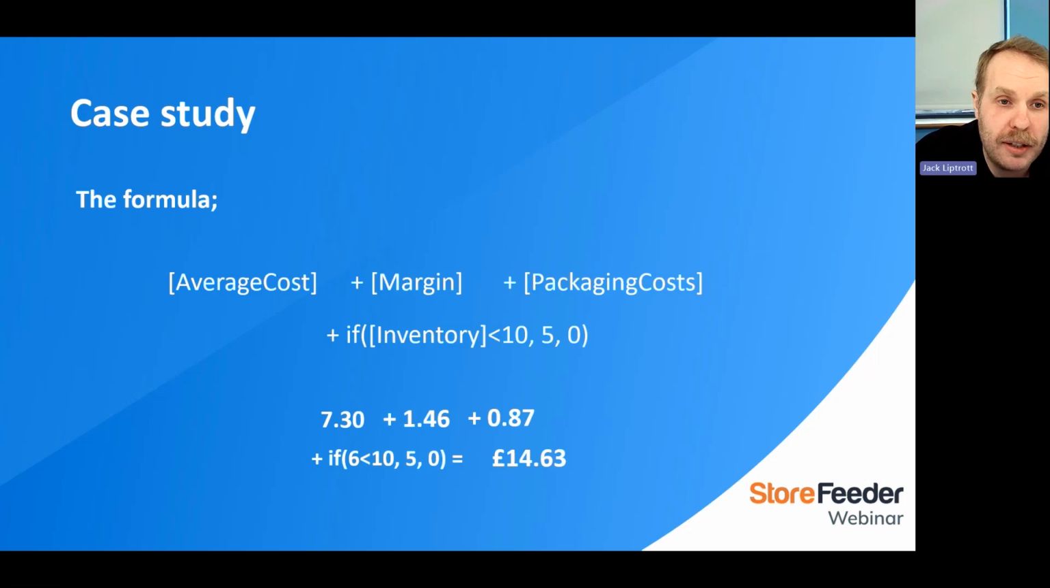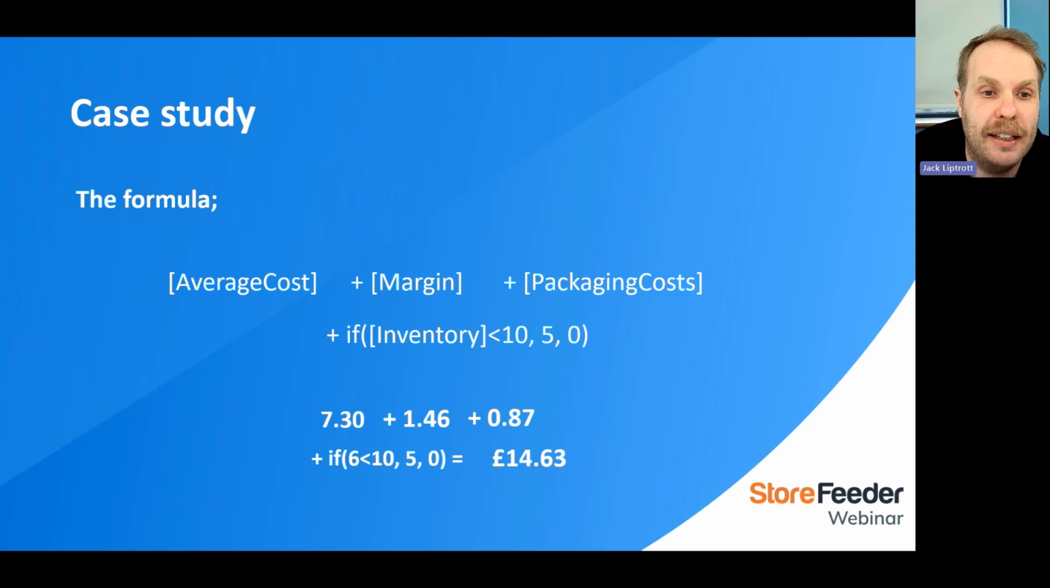So this is the formula. It starts off with the normal sort of average cost plus margin plus packaging costs formula, so it's got that information. And then we added the if part. So how it works is, if I put that onto that, there we go.